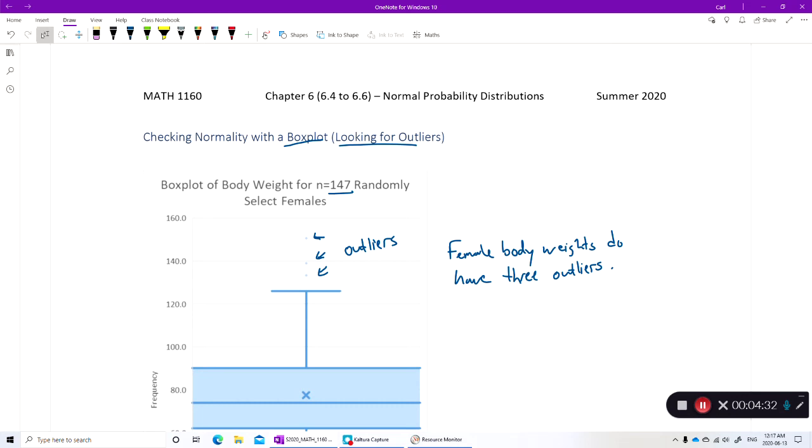Now, the checklist says extreme outliers. Are they extreme outliers? Are they Jeff Bezos level outliers? Are they extreme outliers? Well, that's a bit of a judgment call.